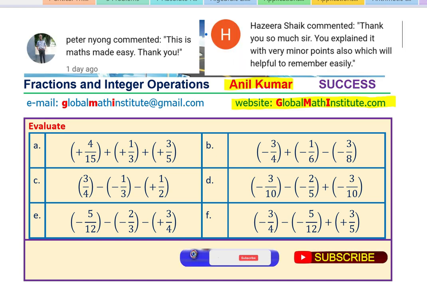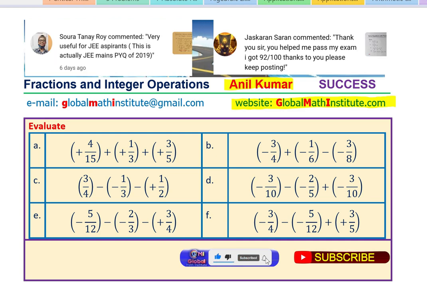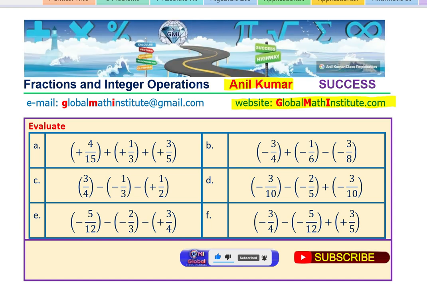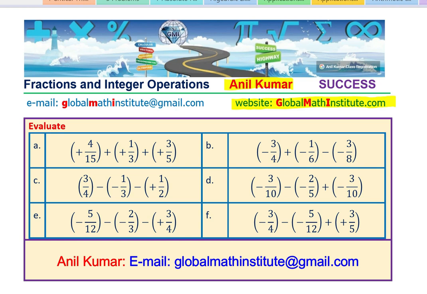Well, some of you want to understand how do we add three fractions at the same time using signs. So you should know the concepts of integers and also adding fractions.